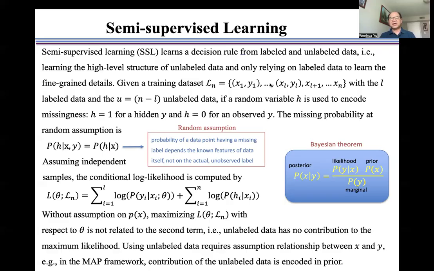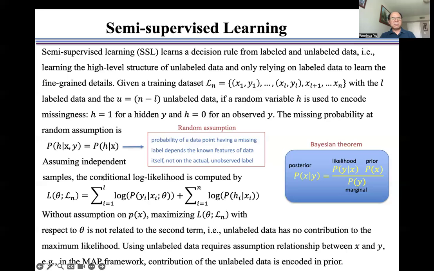Given a training dataset L_n with labeled data and unlabeled data, a random variable h is used to encode missingness. h is equal to 1 for a hidden y, and h is equal to 0 for observed y. The missing at random assumption is expressed as here, which means the probability of a data point having a missing label depends on the known features of the data itself, not on the actual unobserved label.